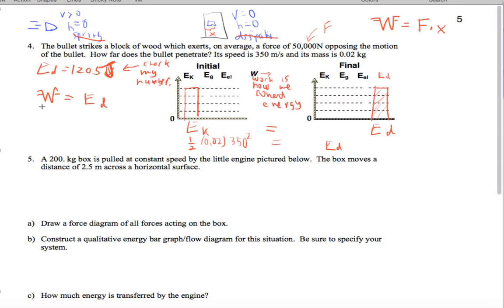That's the fundamental idea. So now we just use our formula, F times x is E dissipated, where E dissipated is 1,205 joules. And the force that we apply is 50,000 newtons. So force times x is 1,205 joules. When we isolate the distance that the bullet goes into the box, we end up getting about 0.025 meters. So that highlights a little bit of what we're going to be doing with forces when we look at the idea of work.